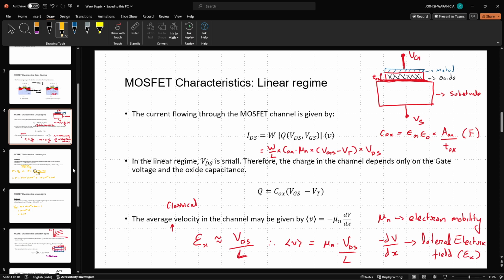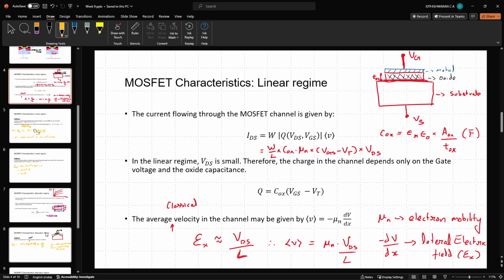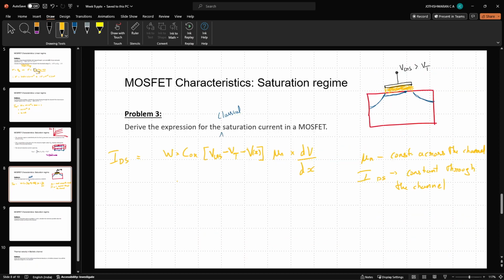Oh no, wait, just one second. I actually don't have to do that. I don't need the second assumption. The only two assumptions required are these. So from here, I can directly integrate. So IDS integral, yes, I'm assuming it to be constant. Therefore, IDS will jump out of this integral. So from 0 to L dash dx is equal to W into Cox into mu n times integral of this whole quantity, which I shall now write as Vgs minus Vt minus V of x dV.